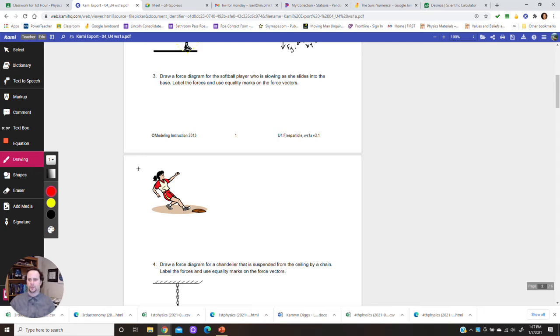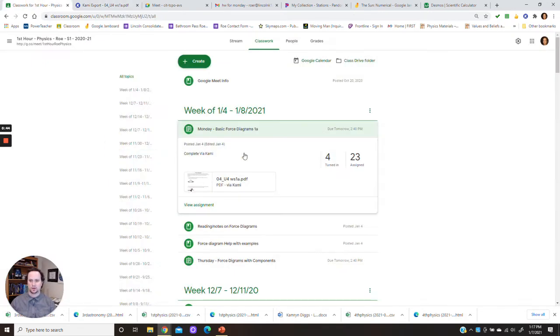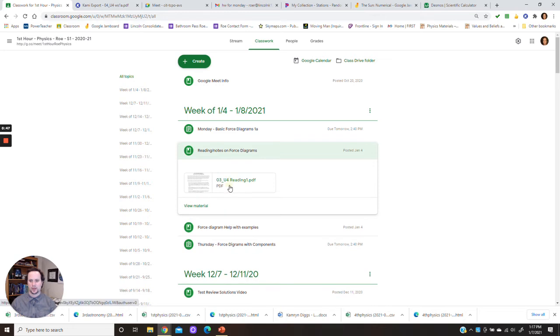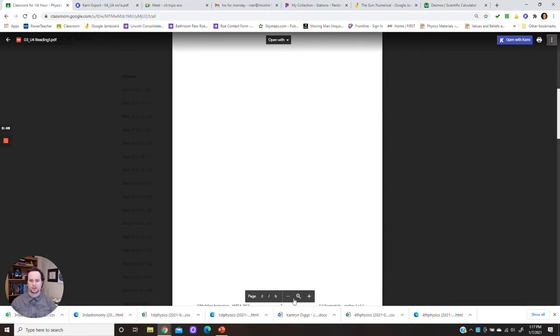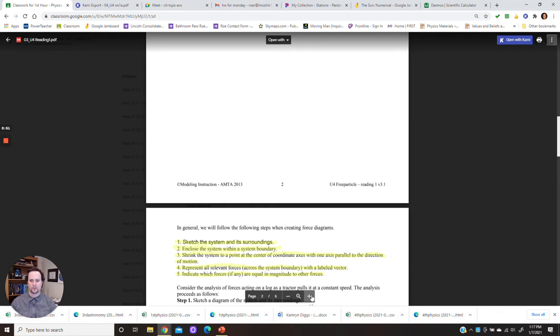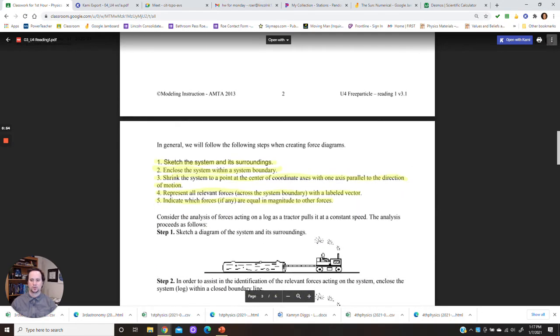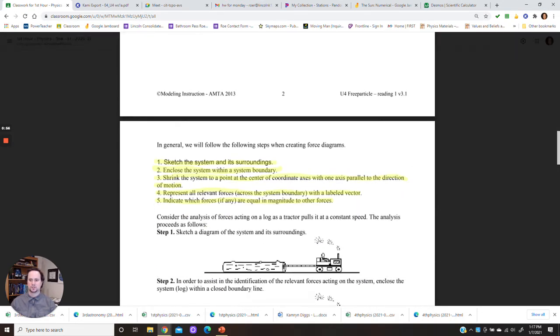So the first thing we want to do, since the drawing's already done for us, remember we have the steps in the reading and the notes. Let's zoom in here a little bit so we know what those steps are. Step 1, sketch the system. 2, enclose it in a boundary. 3, shrink it down to a point with a coordinate axis, one parallel to the direction of motion. And 4, represent all relevant forces with a labeled vector, and then indicate which ones are equal.